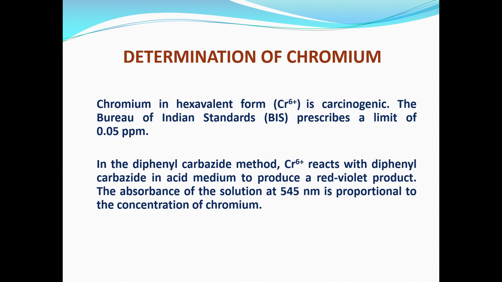So, with this introduction I would like to take you to the analytical aspects of chromium. The diphenyl carbazide method is a very celebrated method for the determination of hexavalent chromium. Diphenyl carbazide in acid medium reacts to produce a red violet compound. It is an inner complex. This is not there in the text, but for your information, I want you to study the structure of the chromium and diphenyl carbazide complex.